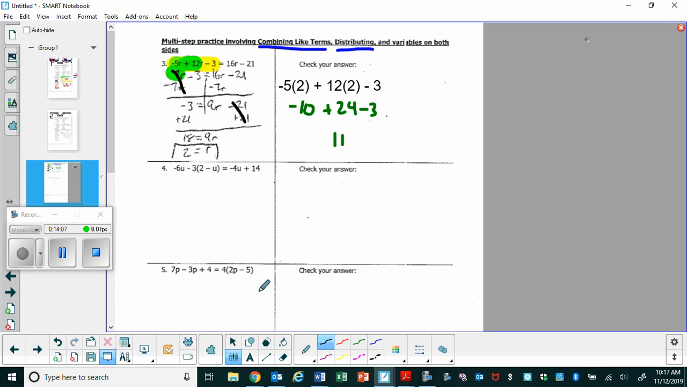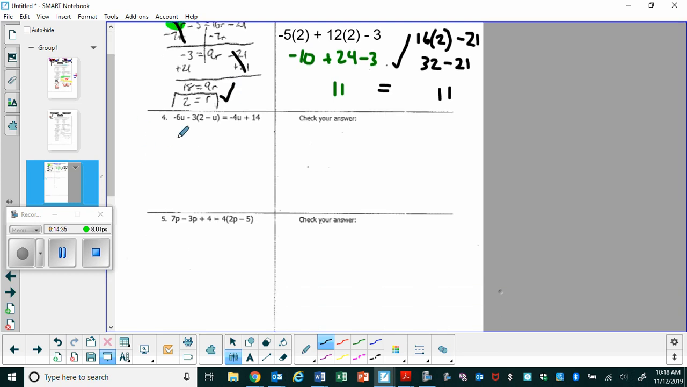Now on the other side, we have 16 times this 2, and we're going to take away 21. So 16 times 2 is 32. And when we do 32 minus 21, we do get 11. So since 11 equals 11, we know that we plugged in the right number on both sides. So r equals 2 is the right answer.